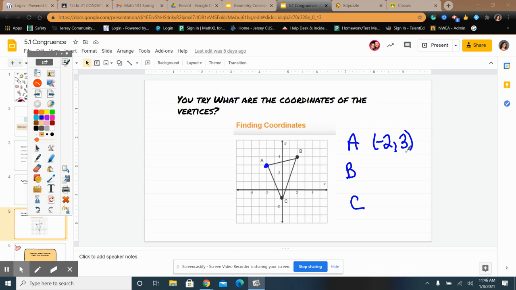Point B, then, you're going to go to the right 2 in the X direction, and you're going to go up 4 in the Y. And then C, you don't go over at all. So that's 0 in the X direction. We just go down 1 for -1. So that's just a reminder of how those points work. And I think a lot of you will remember how to do that.